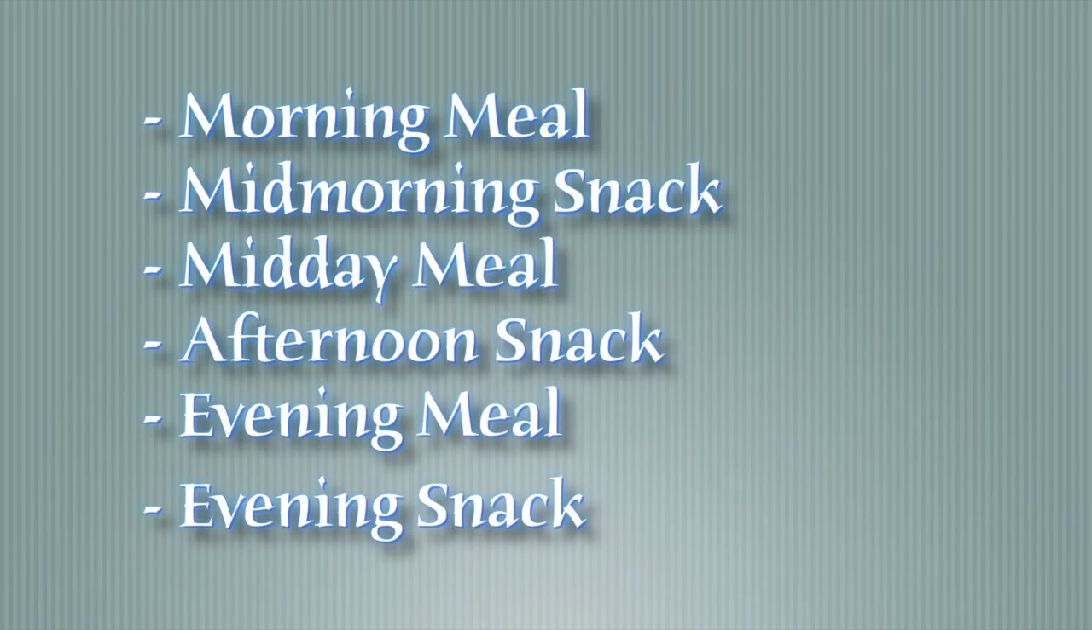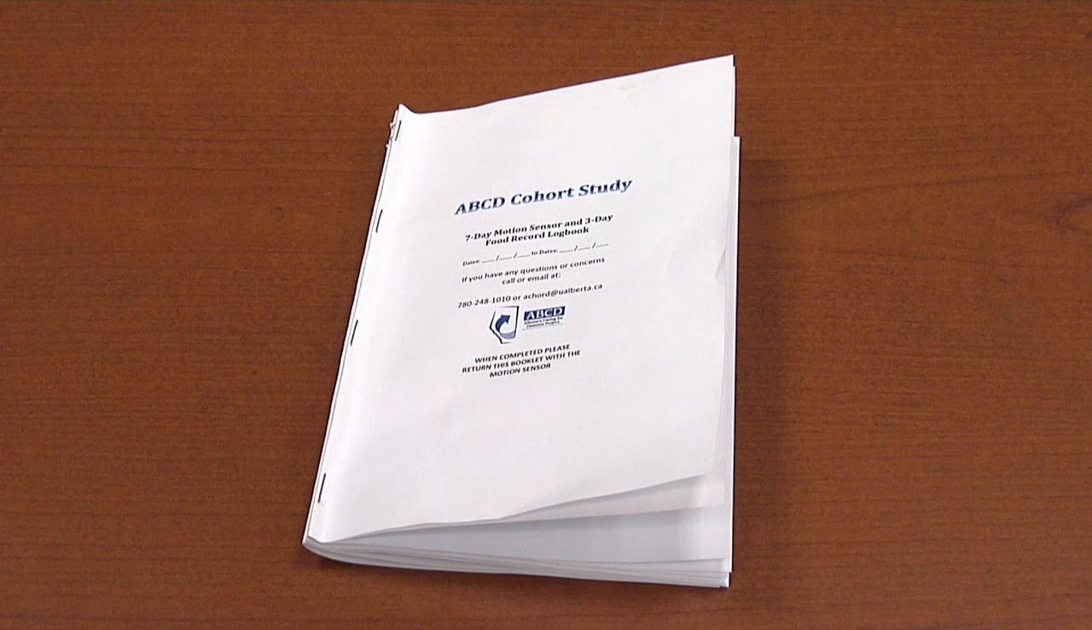Each day is broken up into 6 eating times: the morning meal, mid-morning snack, midday meal, afternoon snack, evening meal, and an evening snack. It is a good idea to carry your dietary intake record book with you and record your entries as soon after eating as possible. Foods and beverages consumed away from home, at a friend's house, at the mall, or at a restaurant are just as important as those eaten at home. Please include the following information on your food record.